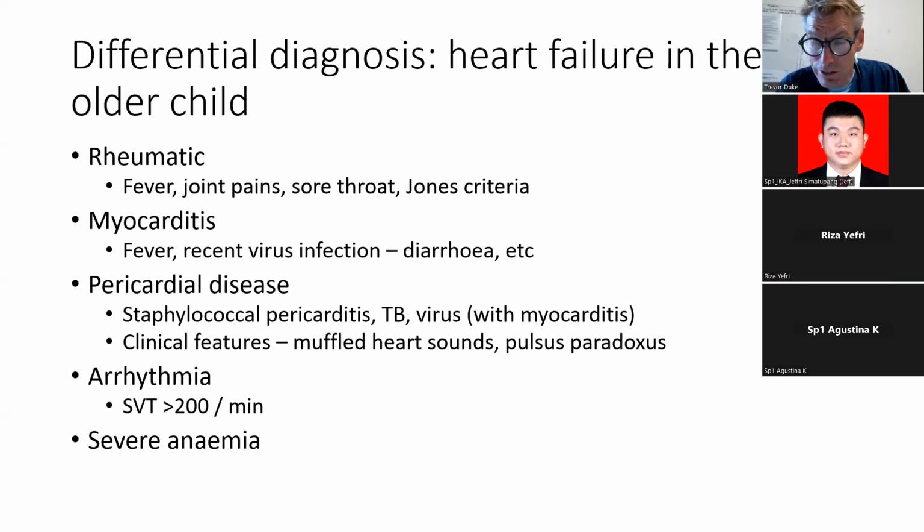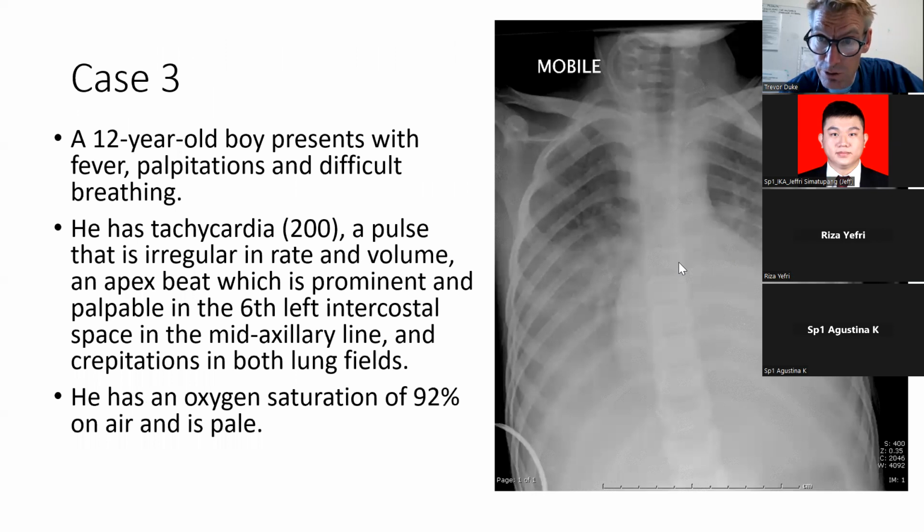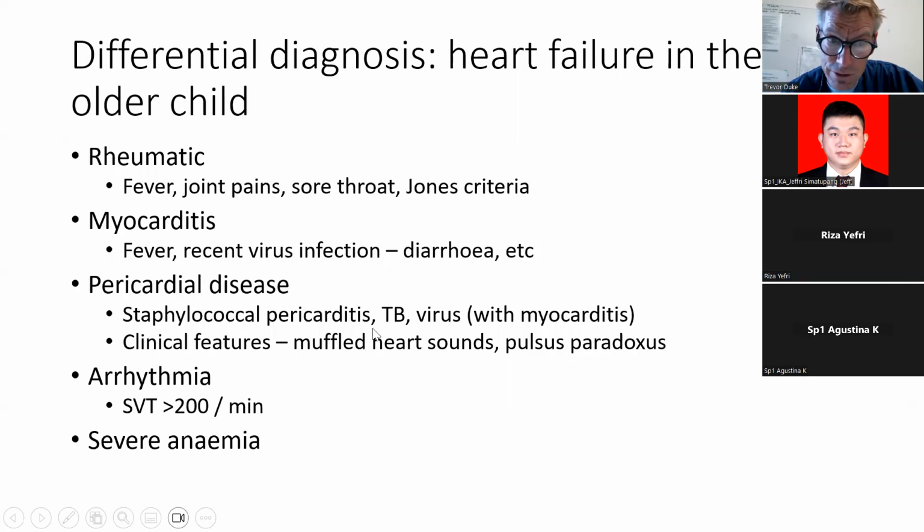And then, as I said before, like pericardial disease, we see a lot of staph pericarditis, and this child that I've just shown you could have staphylococcal pericarditis. This boy might have a pericardial effusion with bilateral pleural effusions, and that might be why he's in heart failure. High fever, tachycardia, it could be pericardial in nature, right?